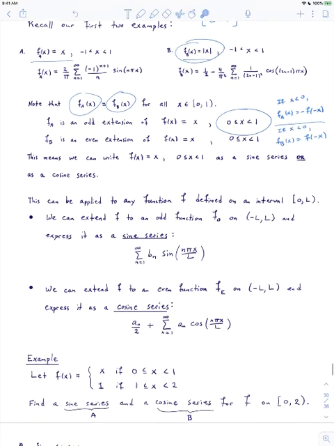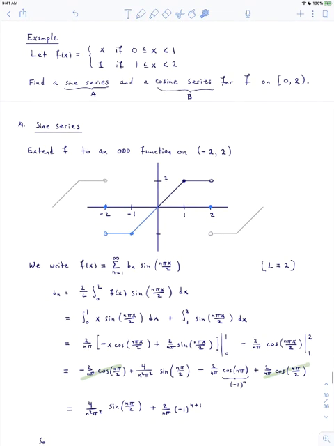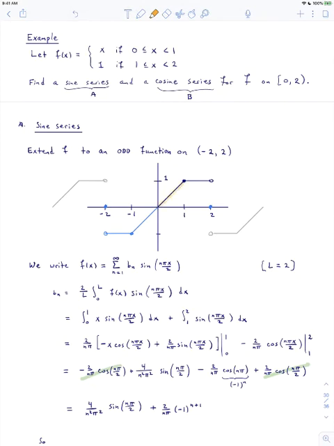Let's do an example. Let f of x be this function here. So it's x if x is between 0 and 1, and it's 1 if x is between 1 and 2. So in terms of the graph, it's this object right here. Okay, well, I extended that a little too far. It's just that, because it's only defined on the interval from 0 to 2.